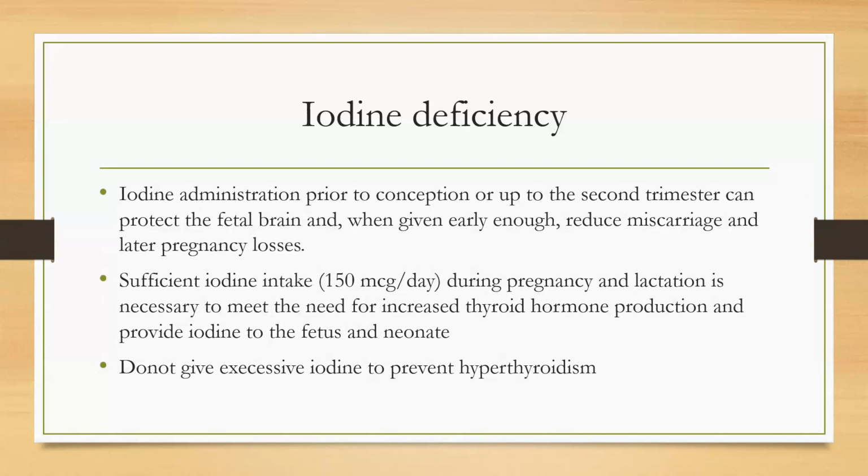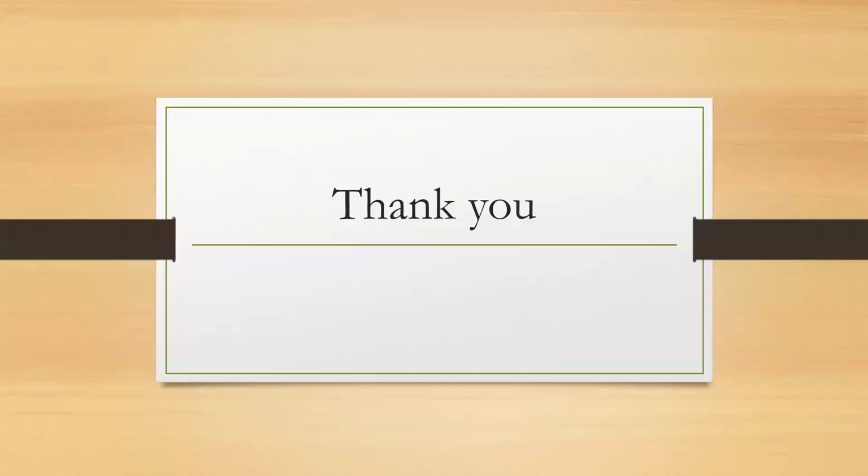So the less severe form has mental handicap, and if it's more severe in the second trimester, other things will also be damaged. So iodine administration prior to conception or up to the second trimester can protect the fetal brain, and when given early enough, reduce miscarriage and later pregnancy loss. Sufficient iodine intake, 150 microgram per day during pregnancy and lactation, is necessary to meet the need for increased thyroid hormone production and provide iodine to the fetus and the neonate. So do not give excessive iodine, to prevent hyperthyroidism.